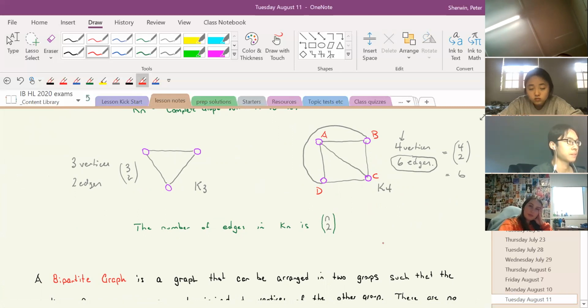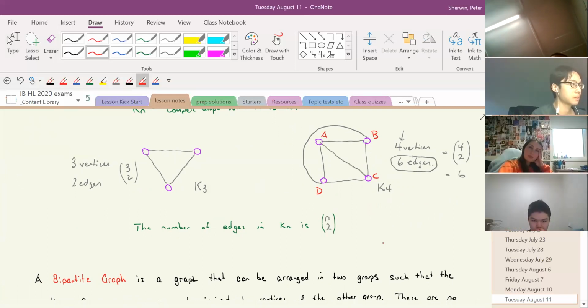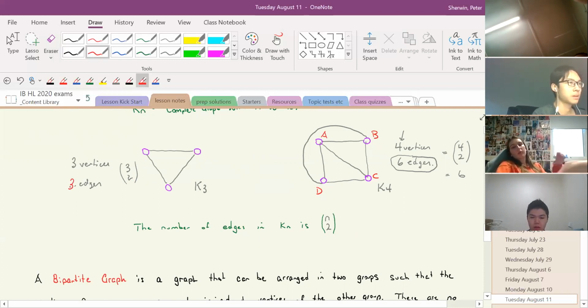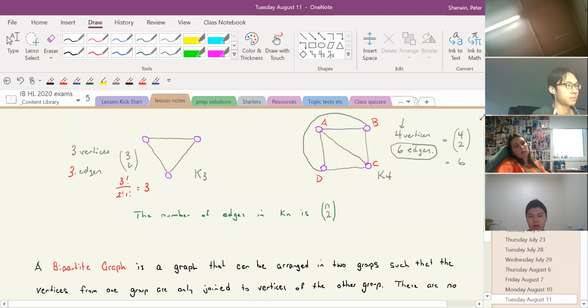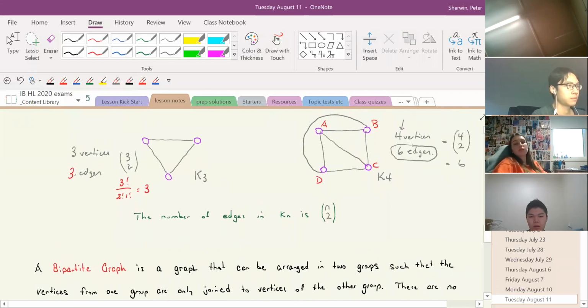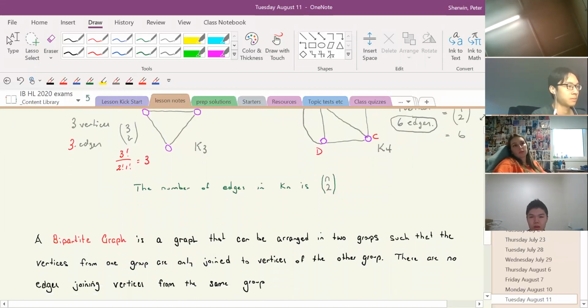Okay, how many edges for 3 vertices? 3C2, 3. Oh, sorry, I've written 2 edges there. 3 vertices is 3 edges, wasn't it? 3C2, 3 over 2, which is 3. Sorry about that. So 3 edges for 3 vertices. That one will come back up later, and in fact we use that a fair bit. So that's the number of edges in a complete graph.